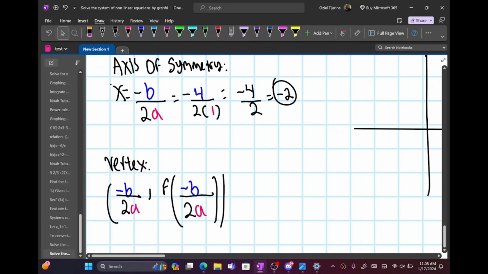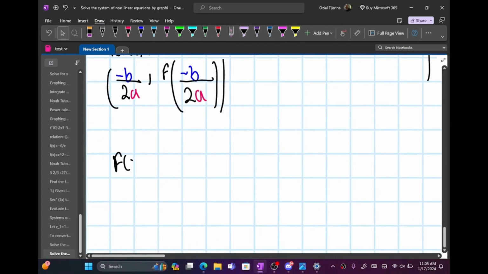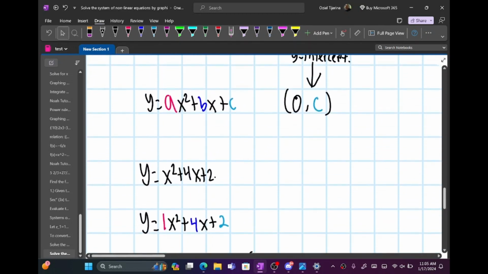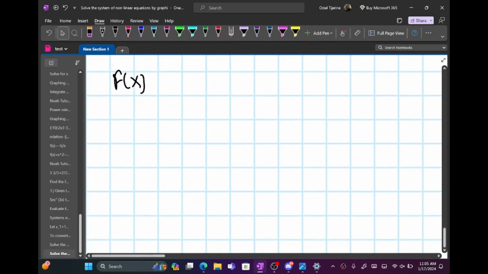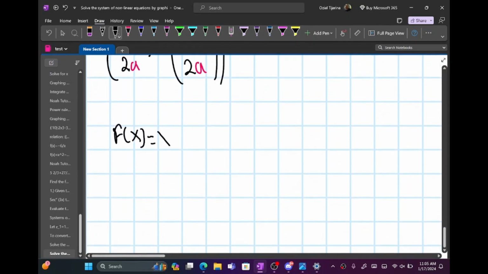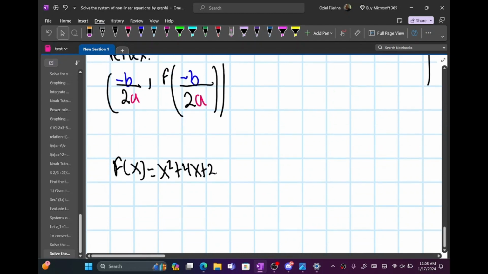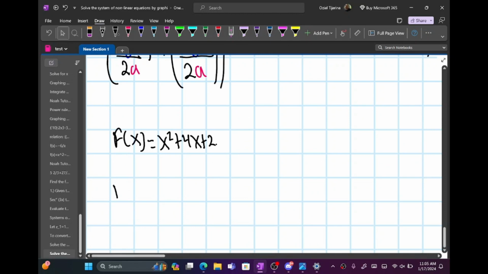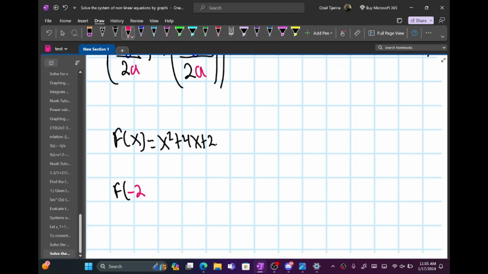Because we know that the axis of symmetry ended up being -2, we're going to say f of x, and we're going to rewrite it this way. f of x equals x squared plus 4x plus 2. We're going to evaluate f of -2 because that is the axis of symmetry at x equals -2. So we're going to go ahead and evaluate that. f of -2, let me just do another color.